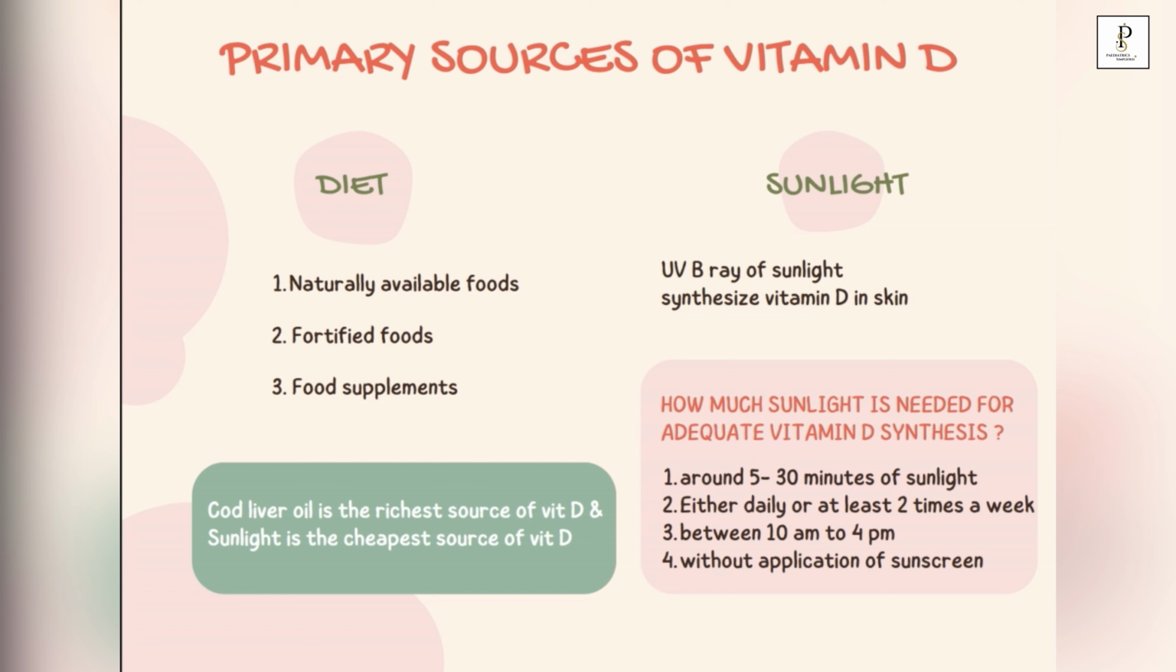Here is a fun fact about sources of vitamin D. Cod liver oil is the richest source of vitamin D, and sunlight is the cheapest source of vitamin D. Cheapest as in every individual can afford sunlight. It is freely available to everyone. To get vitamin D from diet, not everyone is rich enough to get cod liver oil or meat or fish, etc. But everyone can access sunlight. That is why sunlight is the cheapest and best source of vitamin D.